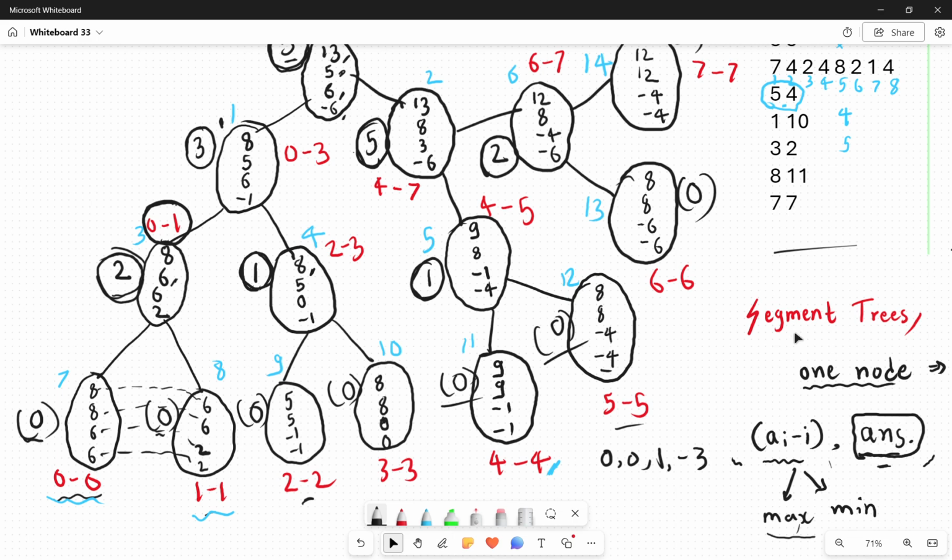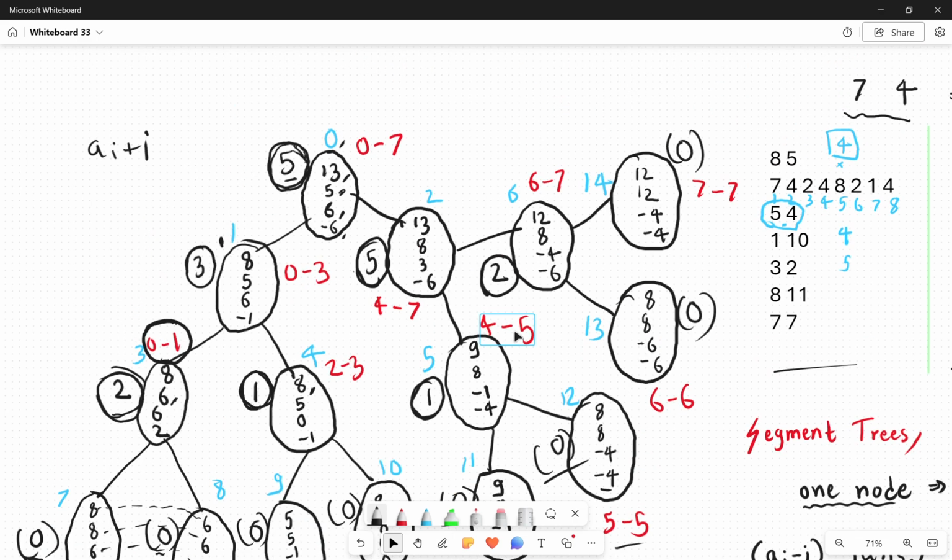Is it correct? For range 4 to 5, meaning original indices 5 to 6, my values will be 4 and 2. If I consider both of these values, my answer would be 4 minus 2 minus 2 minus 1, which is 2 minus 1, equal to 1. Yes, indeed, this is built properly.